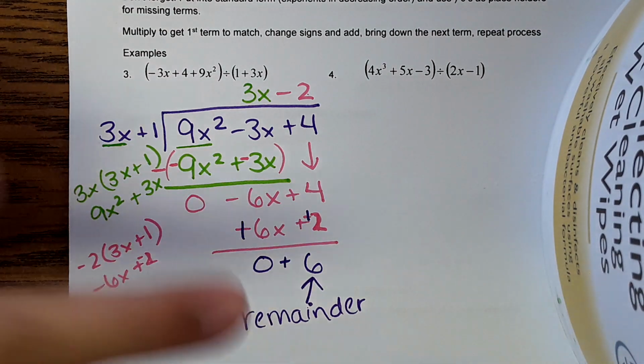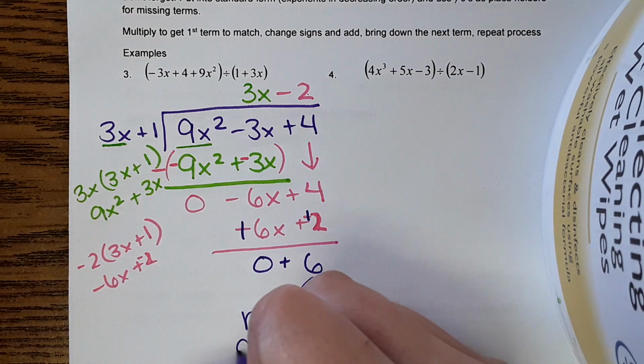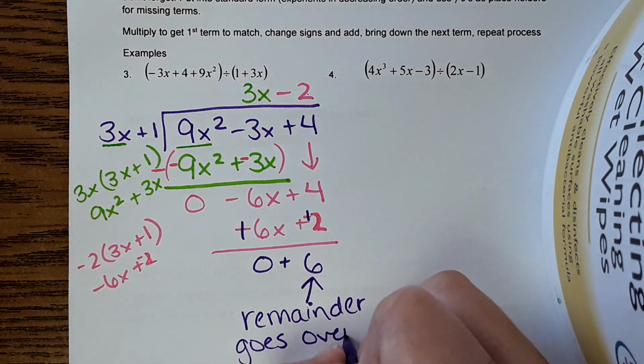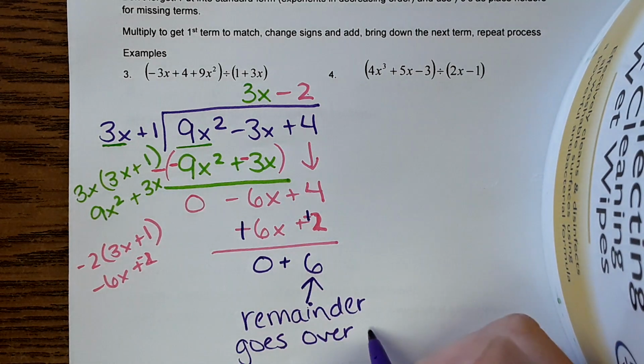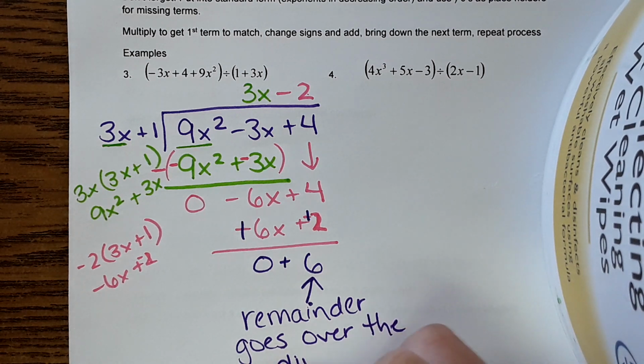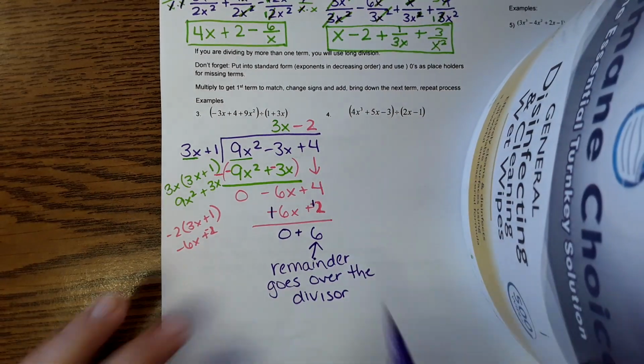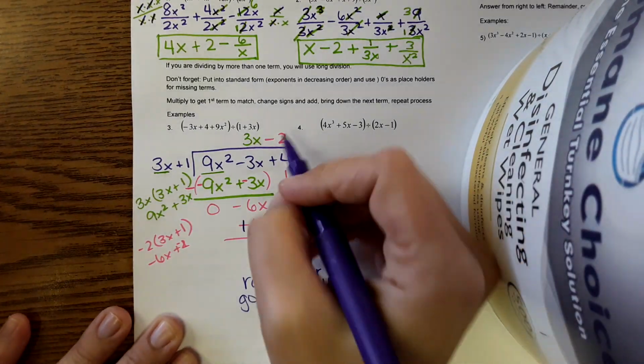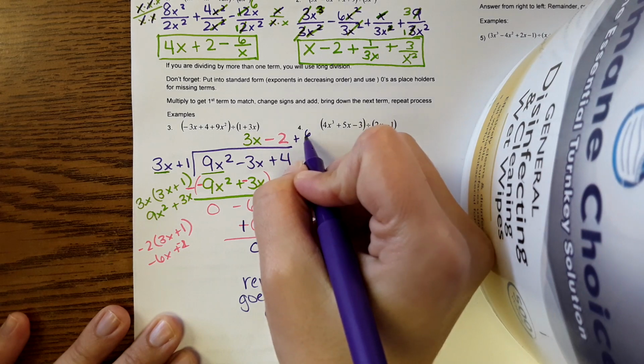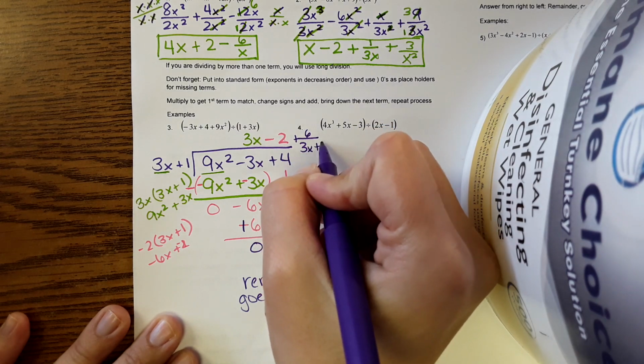Okay, so this is your remainder. What do you do with that remainder? The remainder goes over what you divided by. Yeah, I'll just say the divisor. So we just take 6, we put it over here. 6 over 3x plus 1.